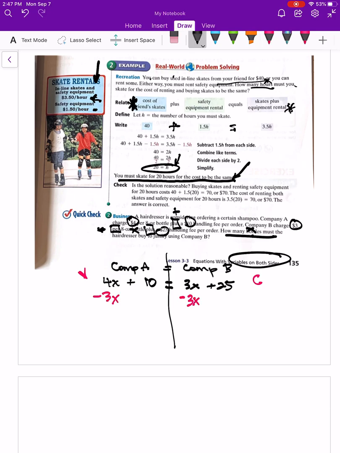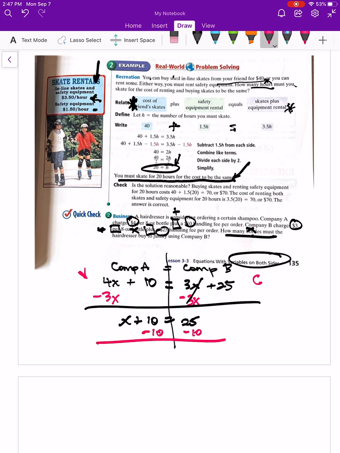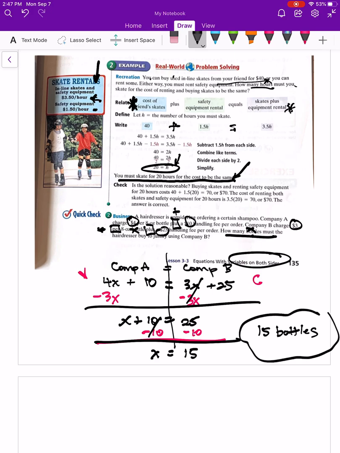So now that leaves me with x plus 10 equals 25. I'm going to go ahead and subtract 10 to the other side. And that leaves me with x equals 15. And what's 15 stand for? 15 bottles. So the price for both companies is exactly the same at 15 bottles.